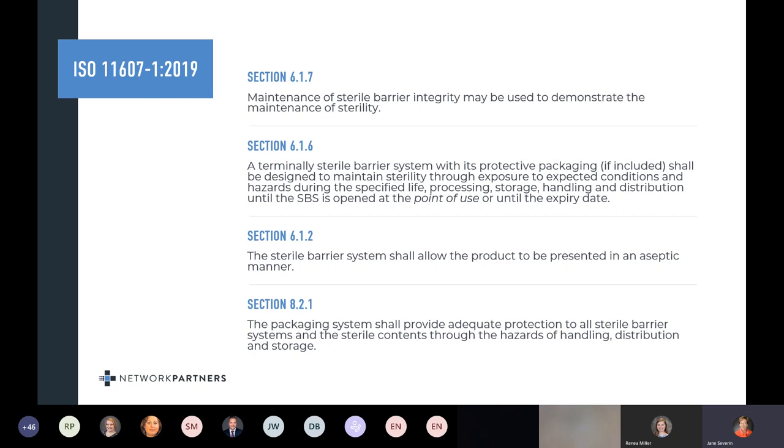6.16 states that a terminally sterile barrier system comes with its protective packaging. And by the way, protective packaging is defined as configurations of materials designed to prevent damage to the SPS and its contents from the time of their assembly to the point of use. If protective packaging is included, it shall be designed to maintain sterility through exposure to expected conditions and hazards during the specified life, processing, storage, handling, and distribution until the SPS is again opened at the point of use or until the expiry date.